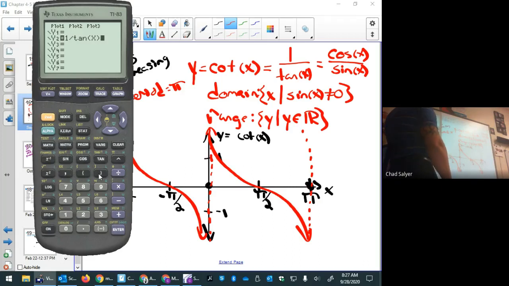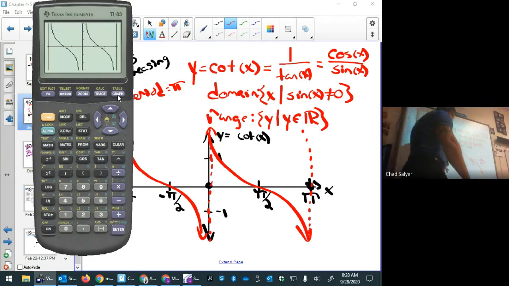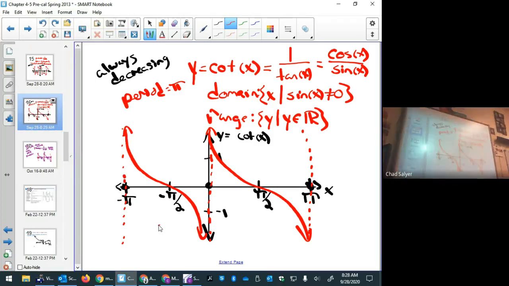So I'll graph it on the calculator here. Oh yeah, baby. Like me some trig graphs.